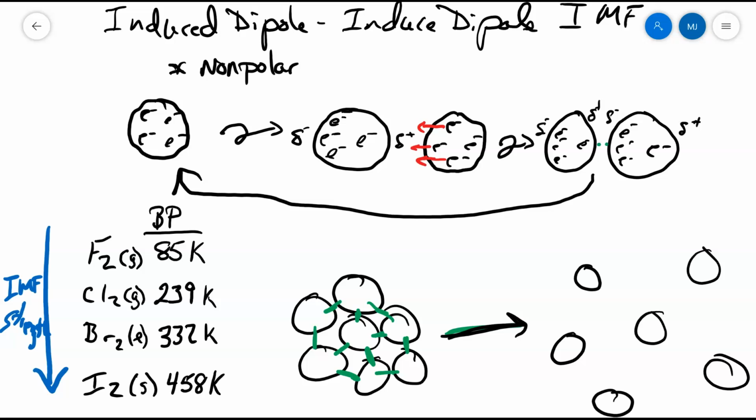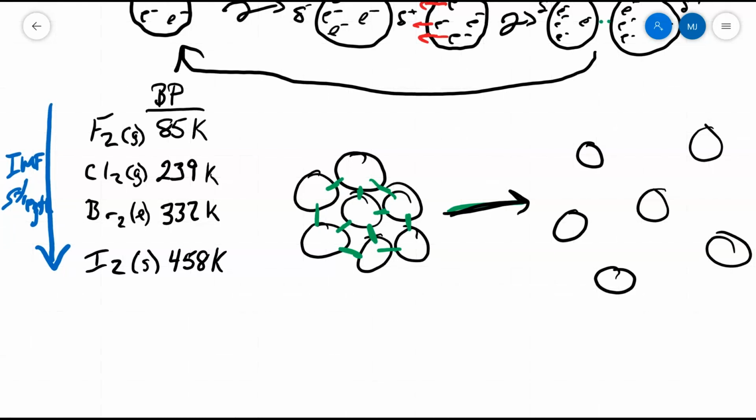So if the intermolecular force is increasing, that means I can distort my electrons easier in iodine than in fluorine. Well, this distortion is a property called polarizability.